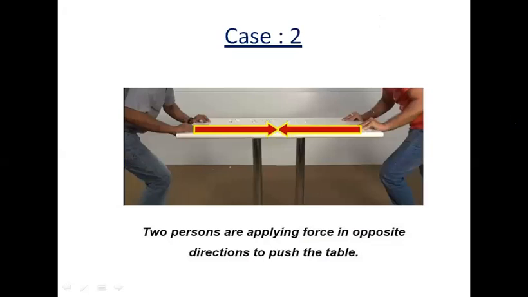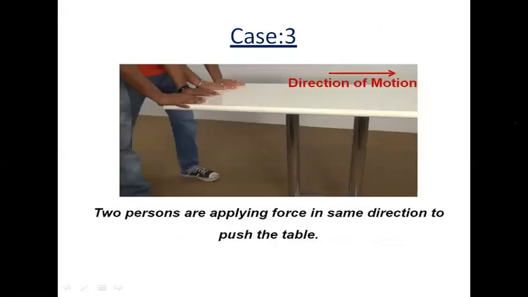In the second case, two persons are applying force in opposite direction to push the table. And in this case, there will be no movement. And in the third case, two persons are applying force in the same direction to push the table. So here, the direction of motion will be in the same direction in which the force is applied, that is towards the right direction. So I hope with these three cases, you might have understood the characteristics of the force that is acting on an object.